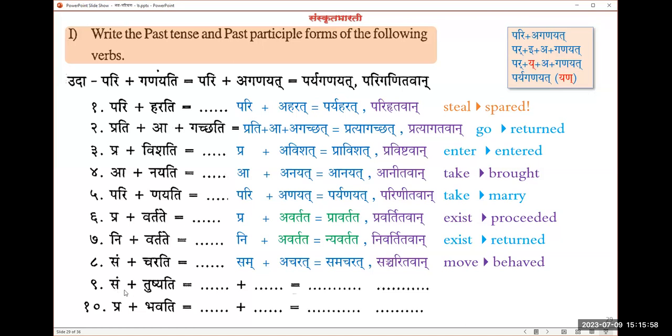Ninth one. Santushyati. Santushyati. Atushyat. Satushyat. No. Sama. See, that with a will go to ma. Yeah, correct. Samatushyat. Correct. Samatushyat.